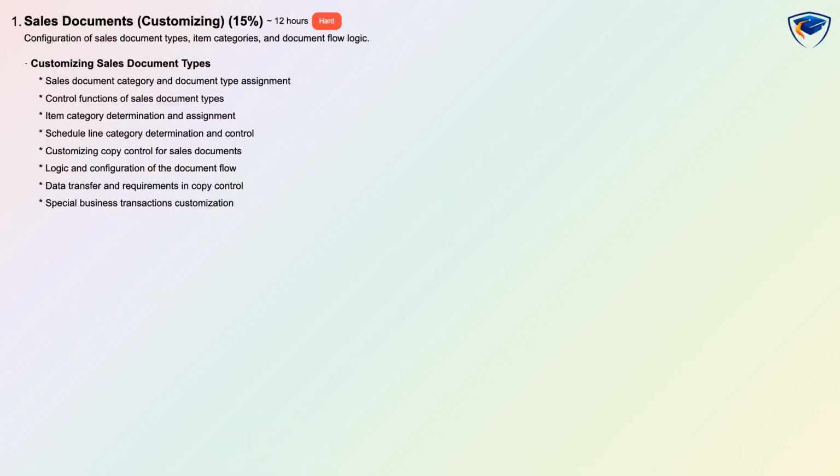Sales documents. Customizing is 15% of the exam and rated hard with about 12 hours of study expected and hands-on plus conceptual assessment. You will learn to configure sales document types, assign sales document categories, and control functions of document types. The syllabus emphasizes item category and schedule line determination, copy control logic, document flow configuration, data transfer rules in copy control, and customization for special business transactions.